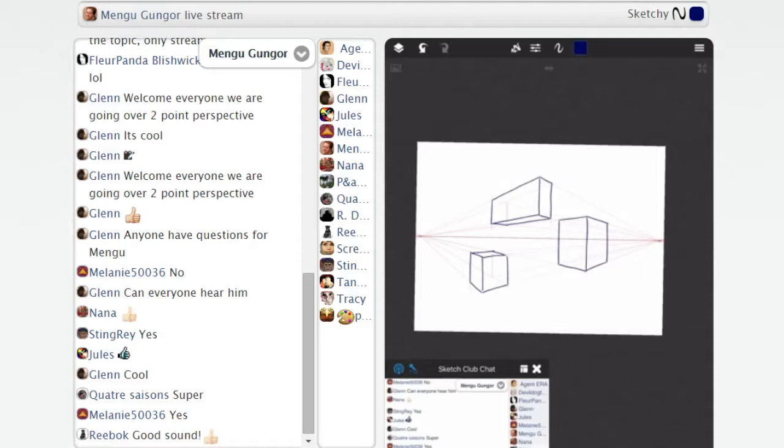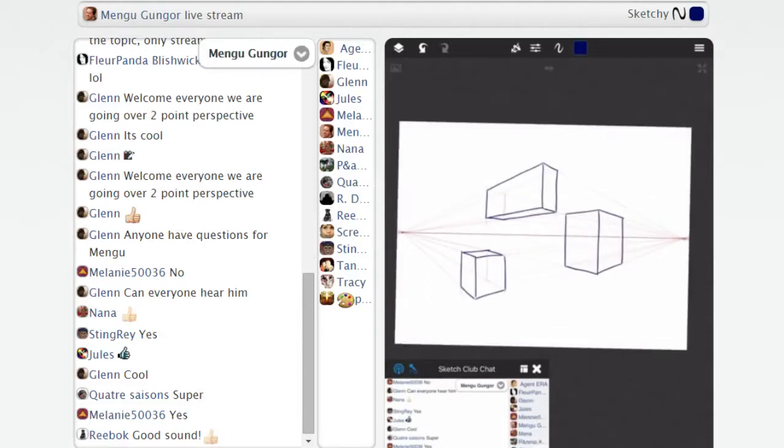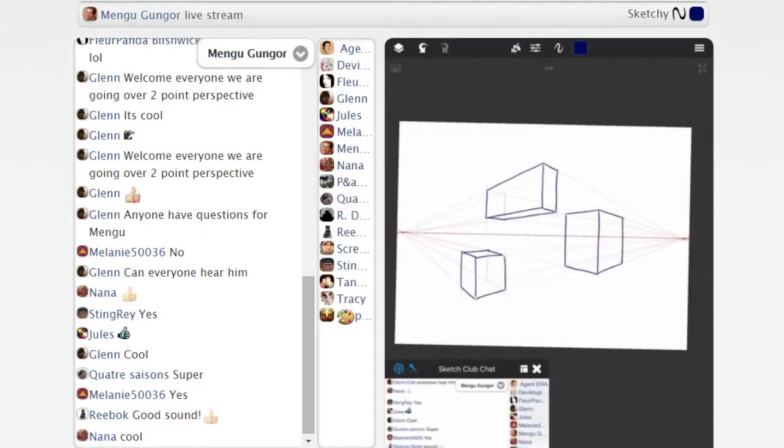Right, so there's our three boxes, one of them below the horizon line, the other one above the horizon line, and the third one straddling the horizon line. Simple enough. Any questions so far?